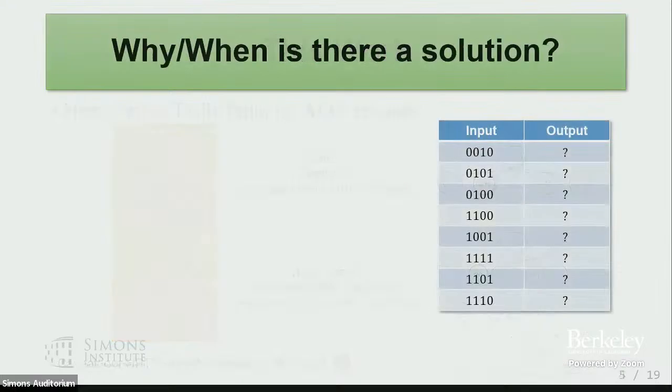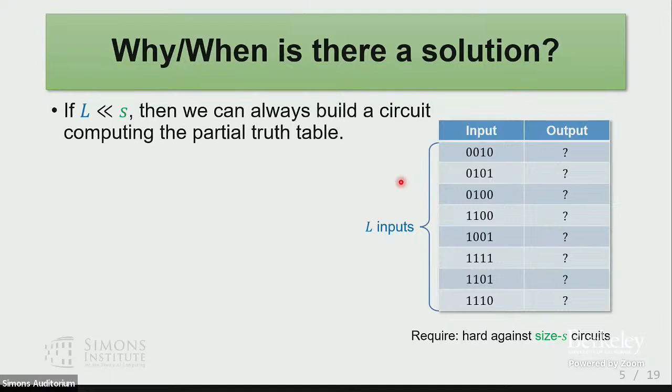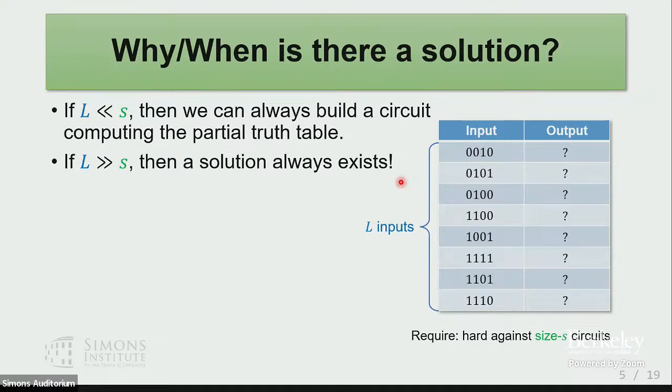So now let me address the question that many of you are concerned with. Why is there a solution at all? Let's say there are L inputs, and you require hardness against size S circuits. If L is much less than S, then there's no solution. You can always hard code all of the answers by a CNF of size slightly larger than L. But if L is greater than S, then there exists a solution, and it can be proved by the probabilistic method. Because the proof is important, I'll go through it.